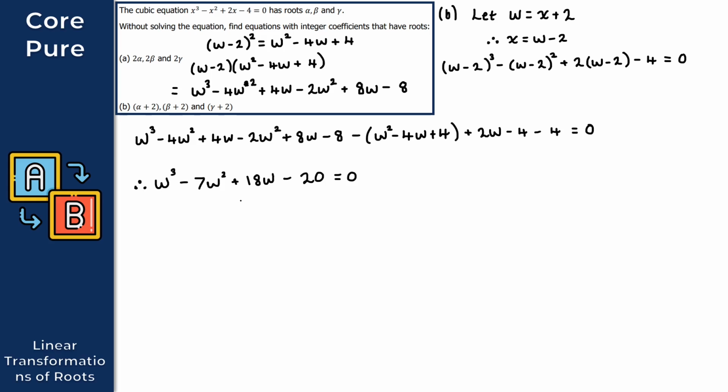Okay. And there we have it. We already have integer coefficients, so that's fine. So that gives the solution to this example, this question. And that actually brings the end of this video on linear transformations of roots.